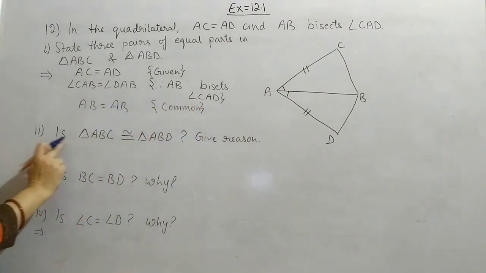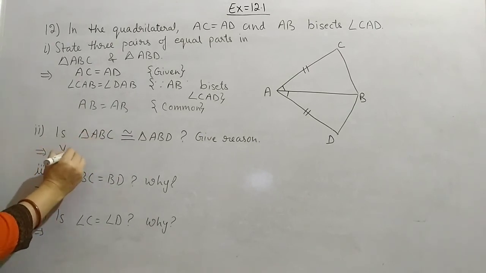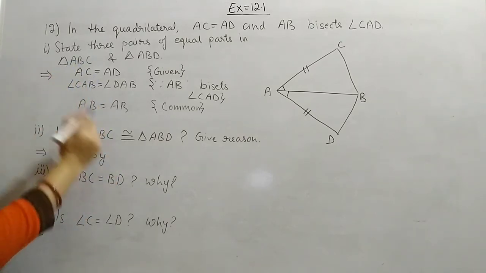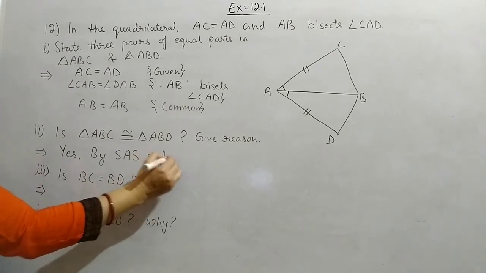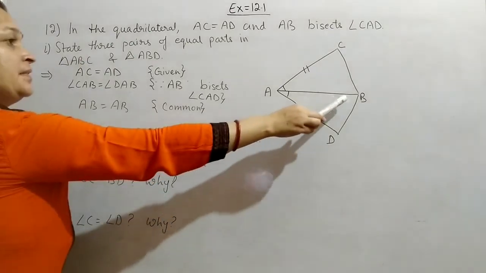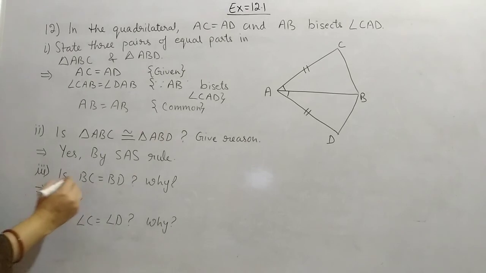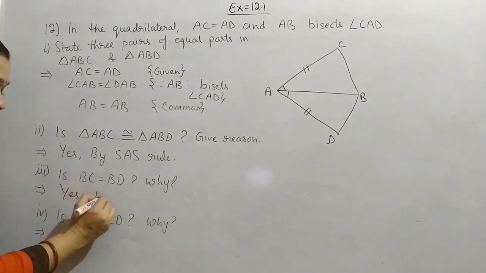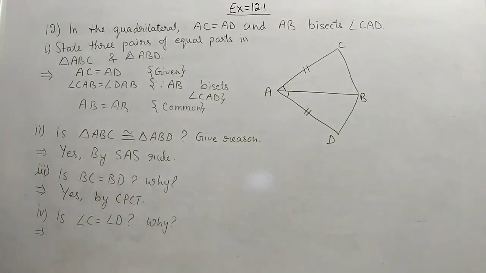So next, is triangle ABC congruent to triangle ABD? Yes, these two triangles are congruent by SAS rule. We are comparing here one side, angle and side. Third is BC equal to BD. Is this side BC equal to BD? Yes, BC is equal to BD. Reason is by CPCT, means corresponding parts of congruent triangles.